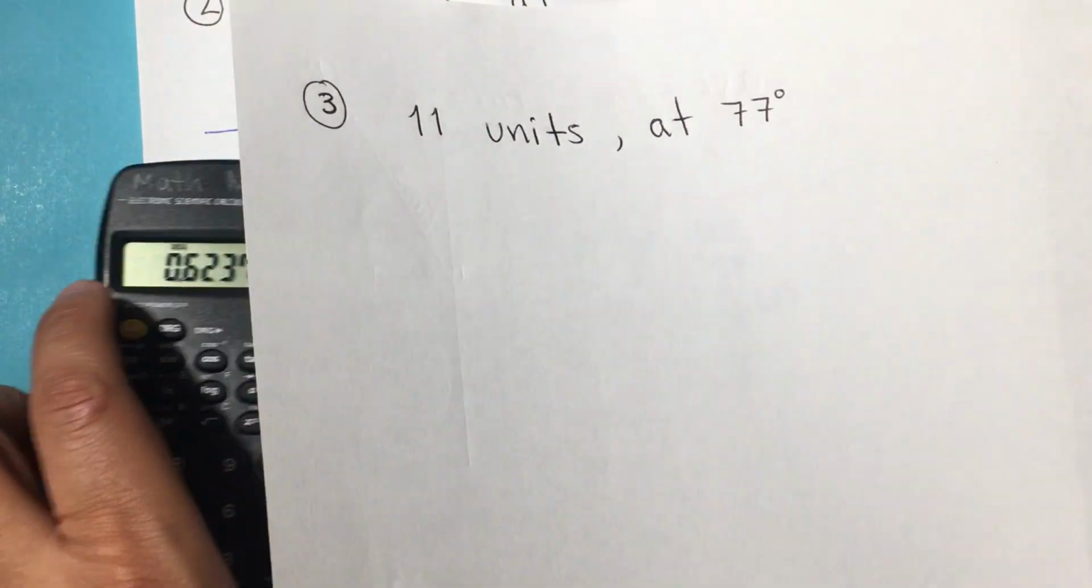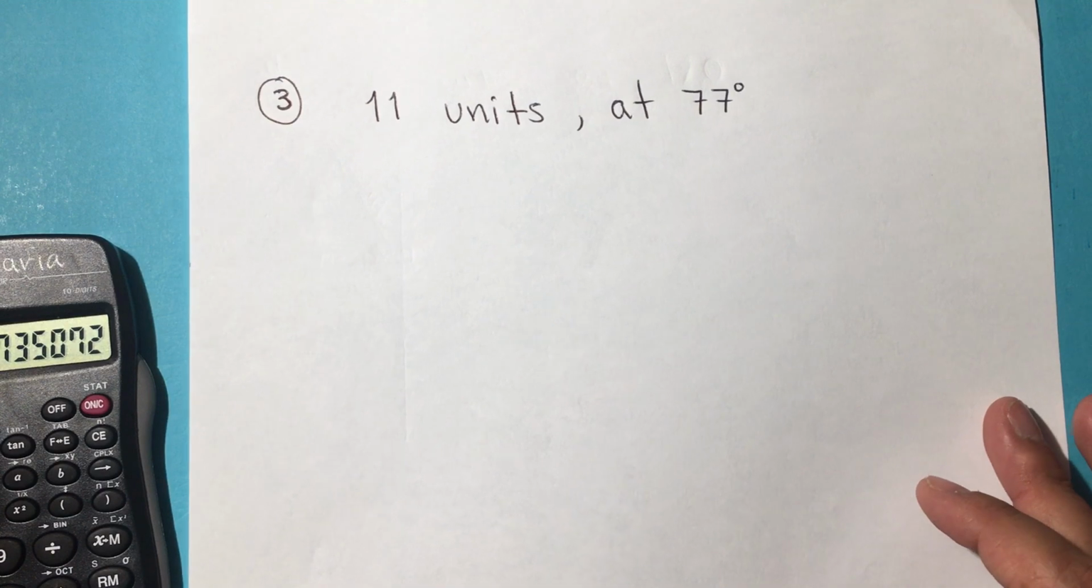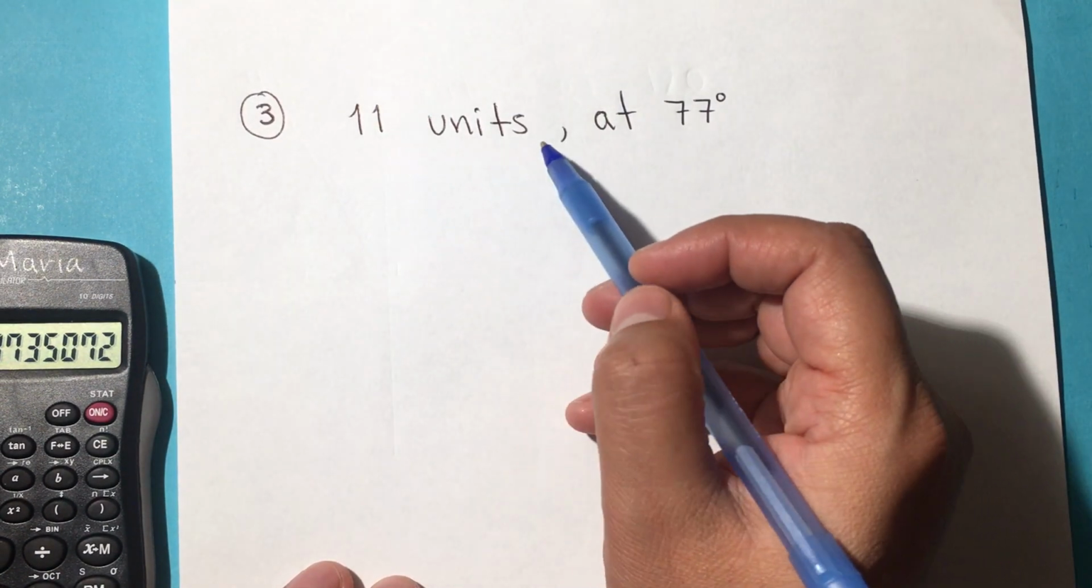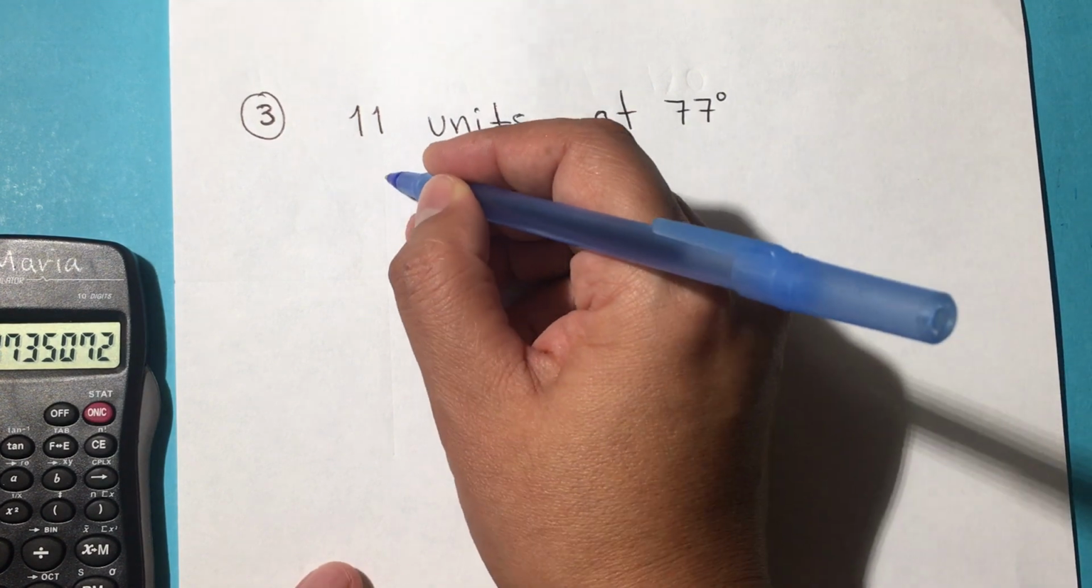Now let's go to number 3. And so in here it says that we have 11 units at 77 degrees.